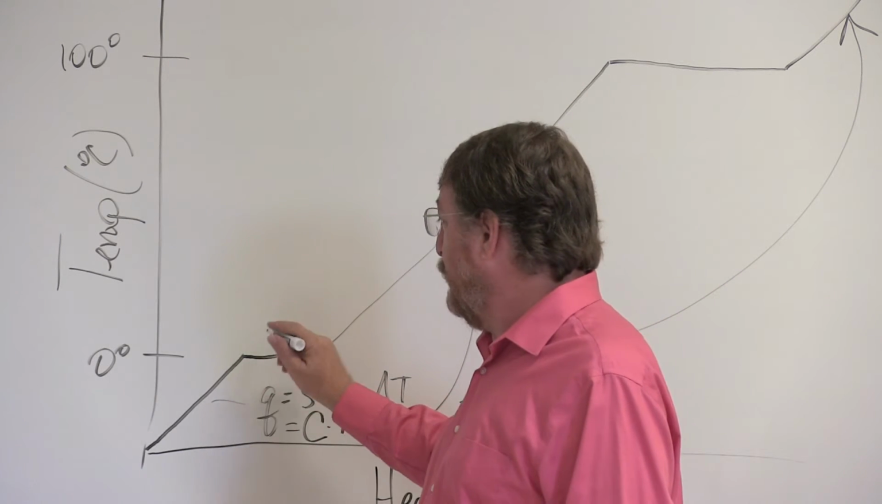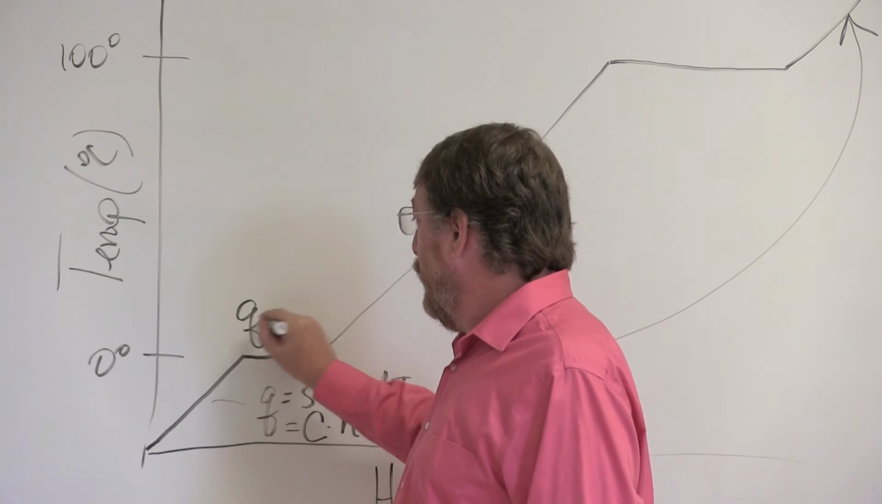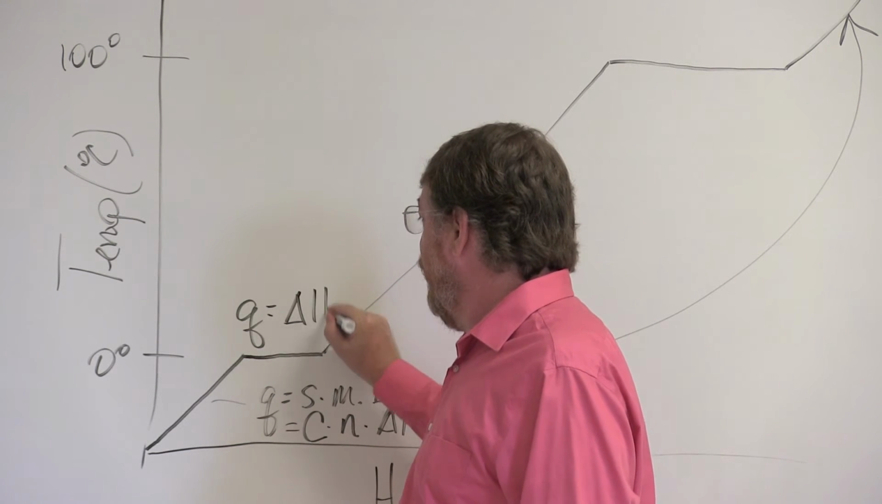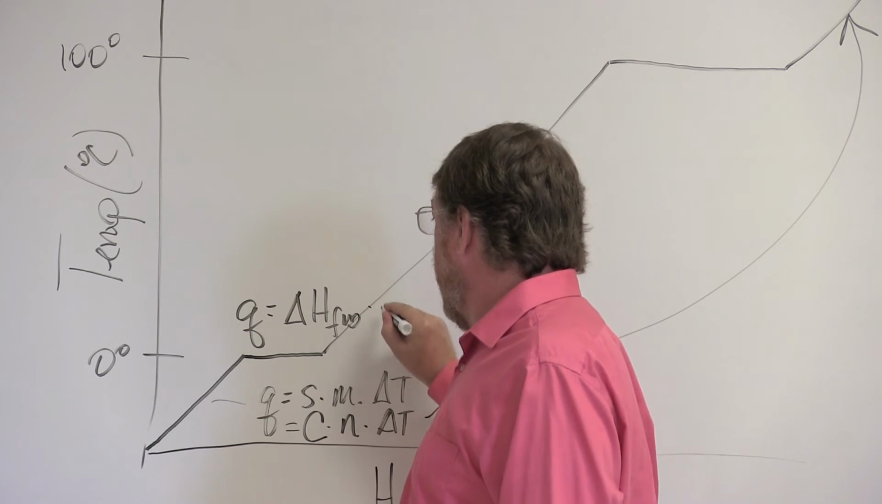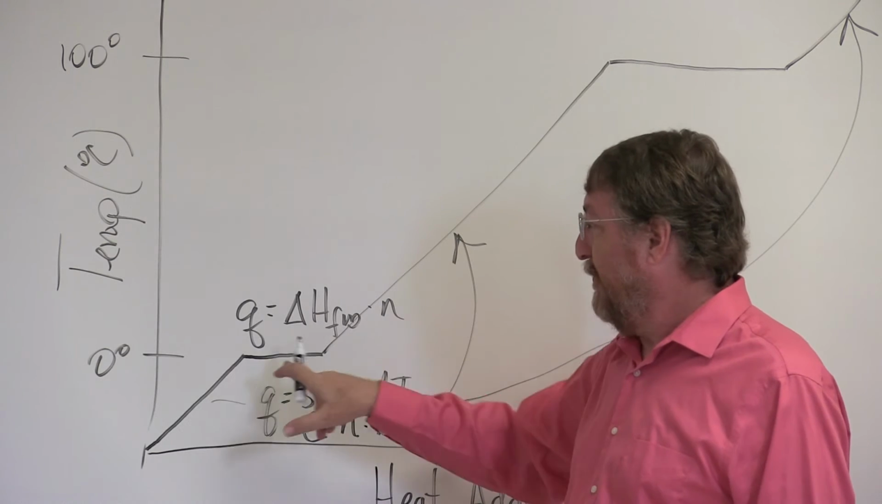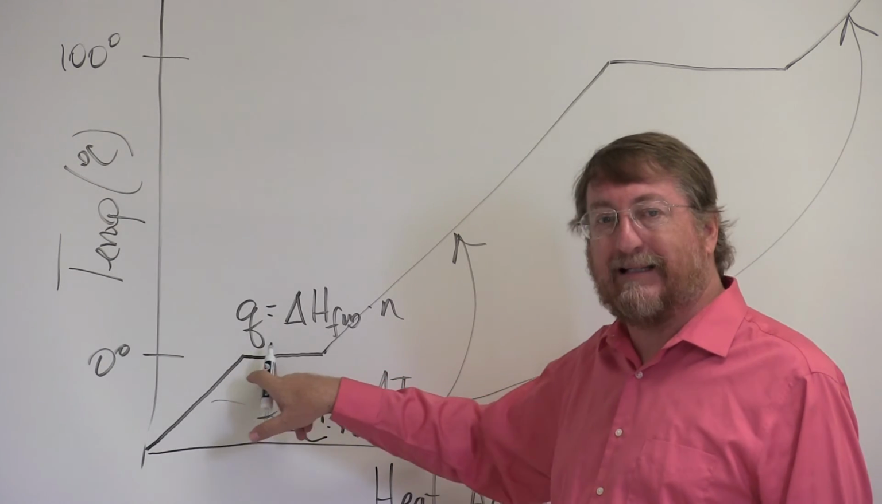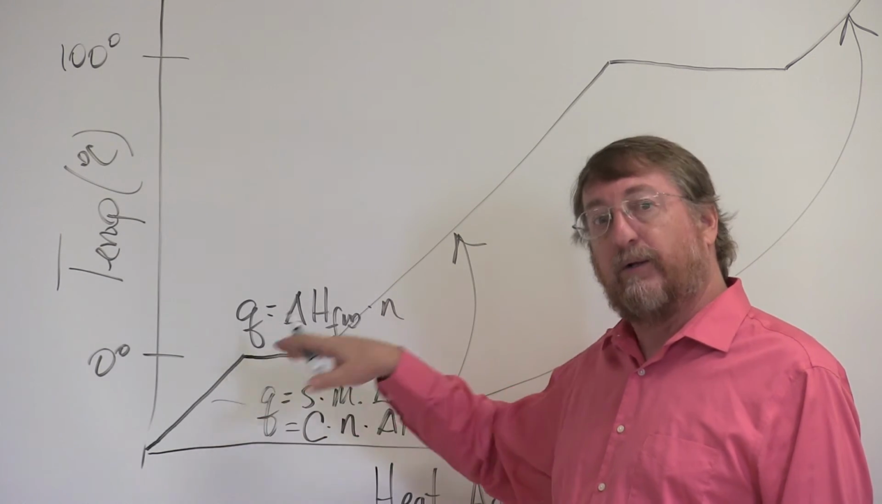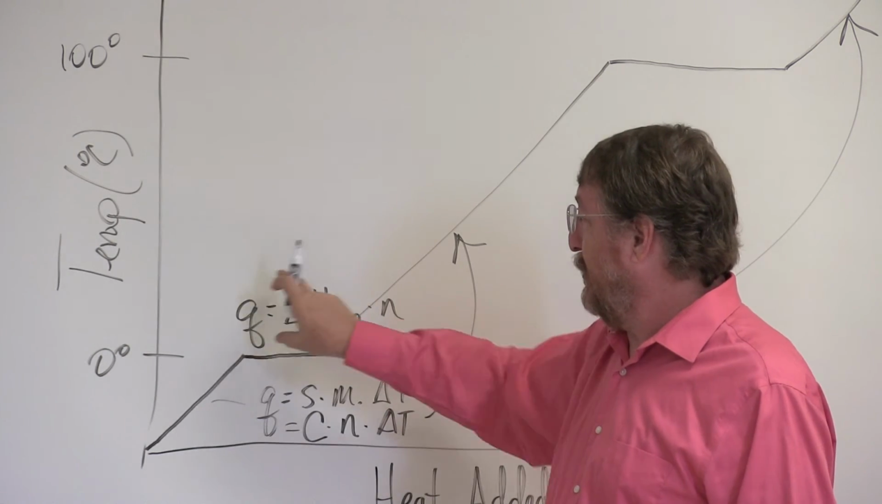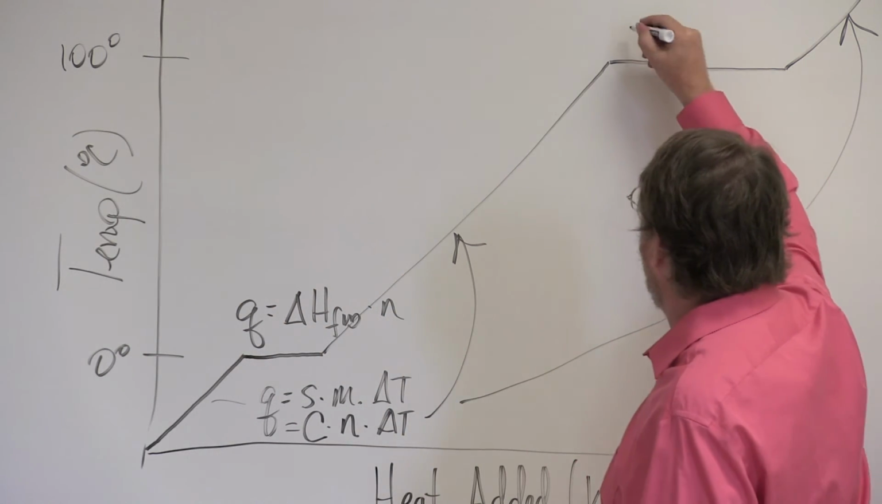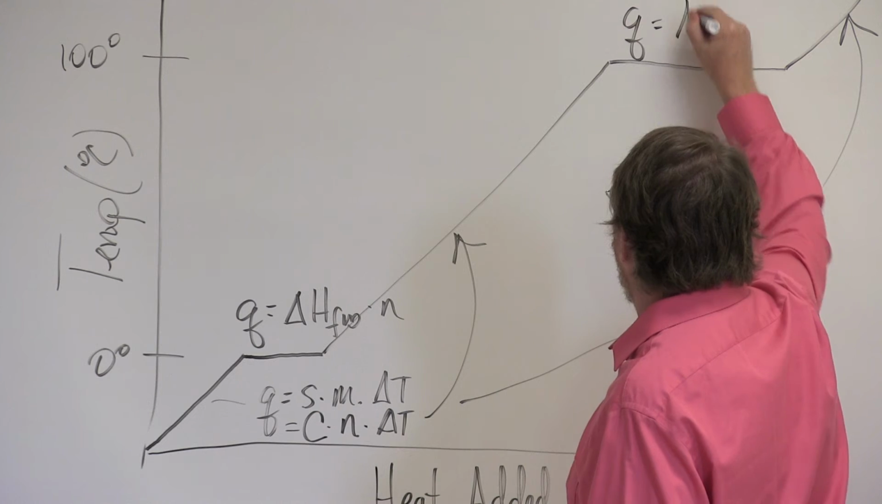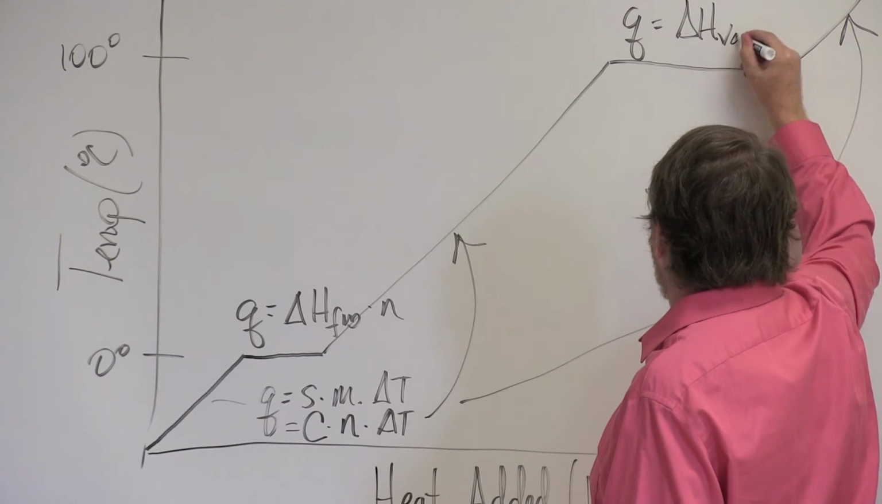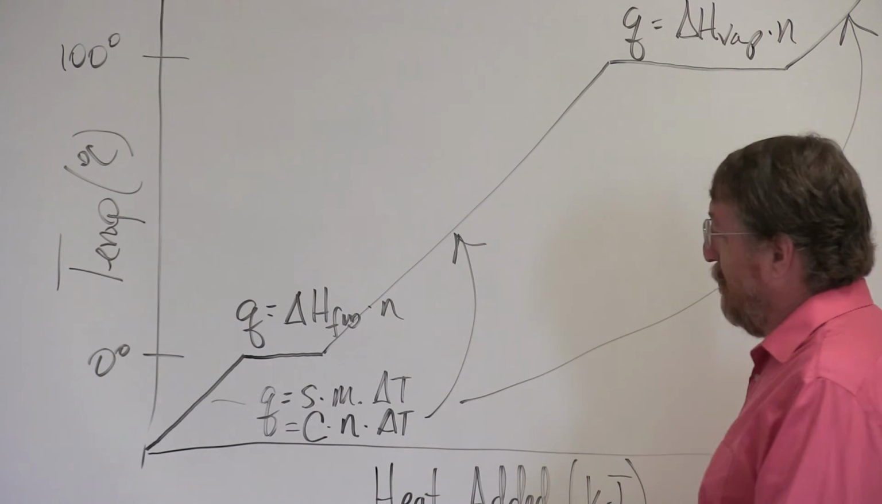What about our phase changes? Well, now we have Q equals the heat of fusion times the number of moles. That's going to govern how long this line is. Okay? So that flat line is the Q equals the heat of fusion times the number of moles. Up here, Q equals the heat of vaporization times the number of moles.